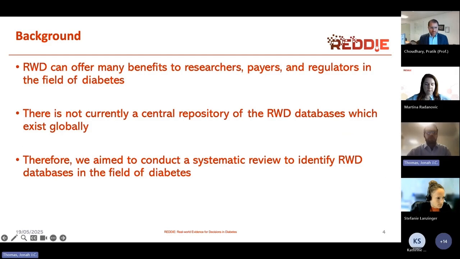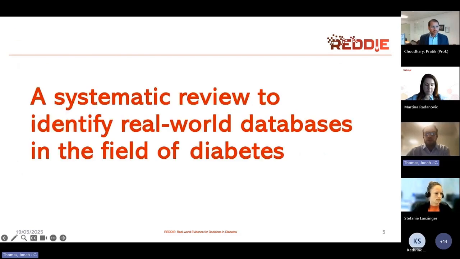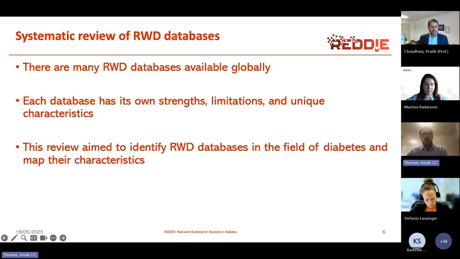So as a bit of background, real-world data can offer many benefits to research payers and regulators in the field of diabetes. However, there is not currently a central repository of real-world data databases that exist globally for people to understand what data is available to them to answer their specific research questions. And therefore, we aim to conduct a systematic review to identify real-world databases in the field of diabetes. We knew there were many databases available globally, and our understanding was that each of these would have their own strengths, limitations, and unique characteristics based on what data they collected, the individuals they collected this data on, and the methodologies they used to collect this data.